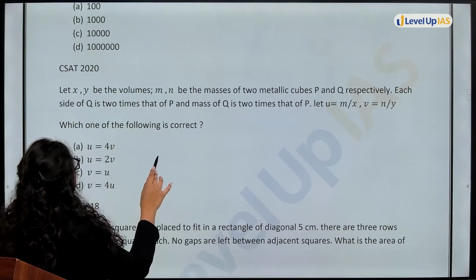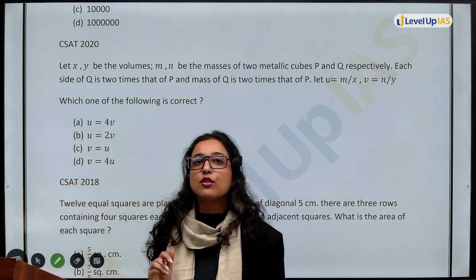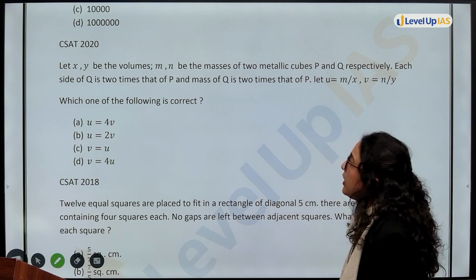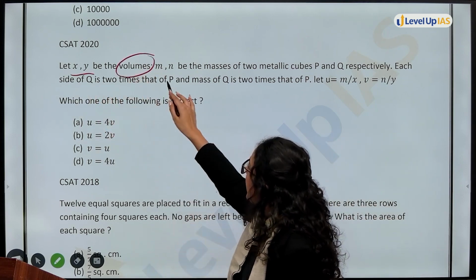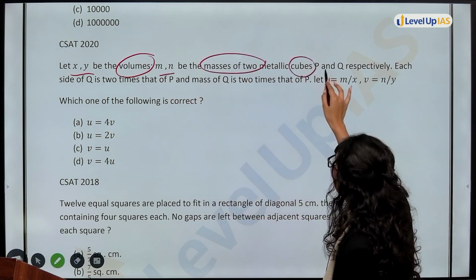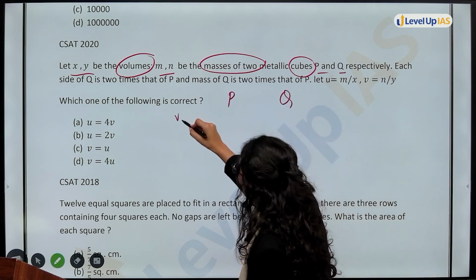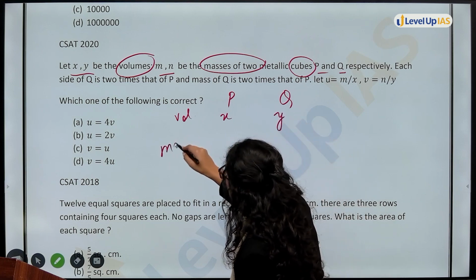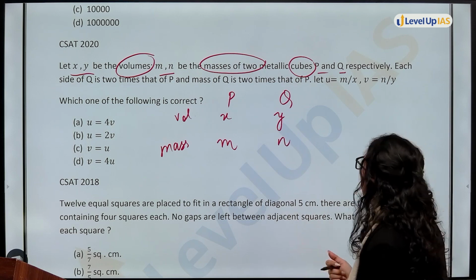Next, CSAT 2020. This is the only question in which I truly felt that yes, you have to do something related to geometry. Okay? So x and y are volumes, m and n are masses, of two metallic cubes, P and Q. So you have P, you have Q, volume x, y, and mass m, n. This is the question that you have.